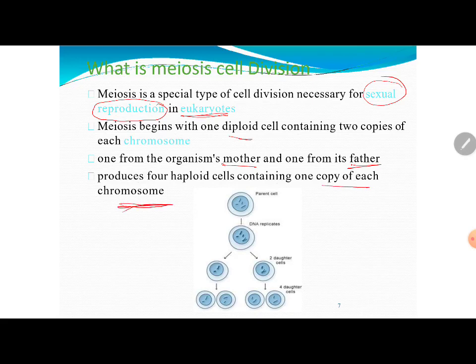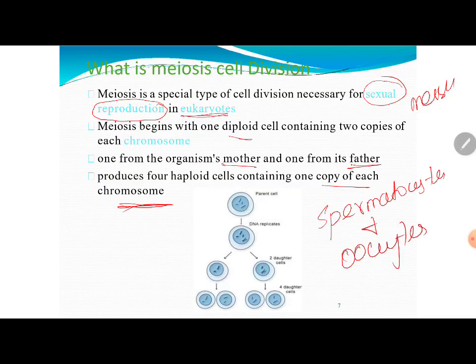Meiosis takes place only in reproductive cells, that is the spermatocytes and oocytes. Where are they found? They are found in the testis in males, and in the ovaries in females. These are called the sex organs, and the cells formed from the spermatocytes and oocytes are the sex cells. The spermatocytes give rise to sperms, and the oocytes give rise to ova. The sperm and the ovum unite to form the zygote.